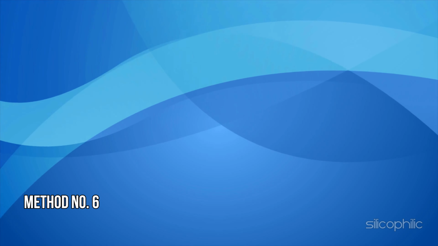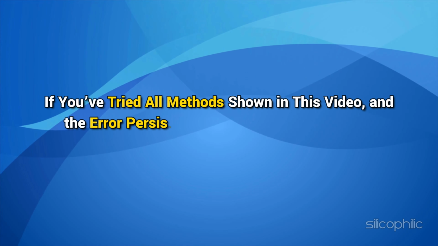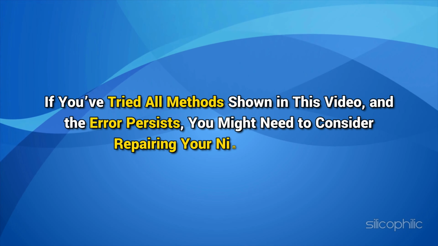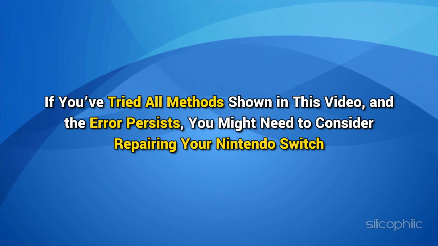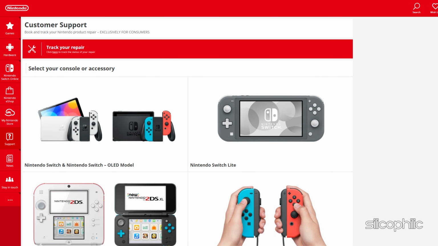Method 6. Contact Nintendo support. If you have tried all methods shown in this video and the error persists, you might need to consider repairing your Nintendo Switch. You can book a repair through Nintendo's official support page. Describe your issue and follow the on-screen instructions provided to fix the error code.